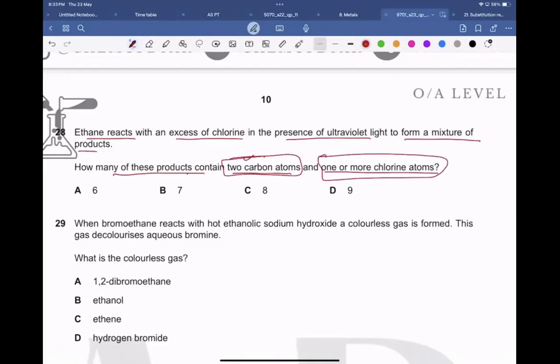So this is going to be 1 because 2 carbon atoms and 1 chlorine atom. Then 2 carbon atoms and 1 or more chlorine atoms, counting through each substitution. So yeah, we are getting 9. So there are 9 such products.